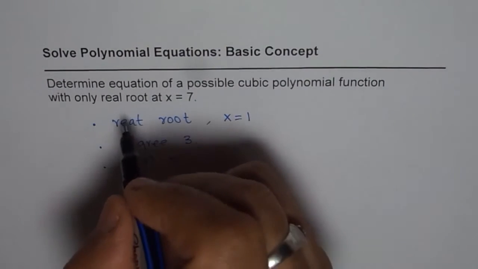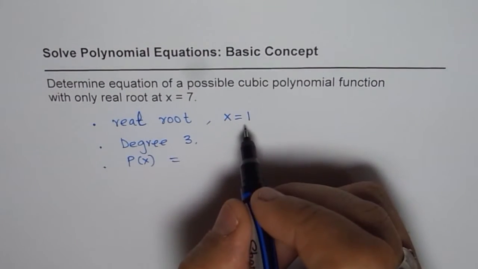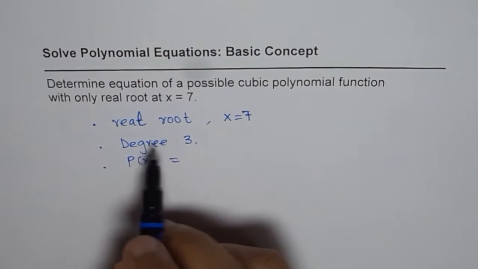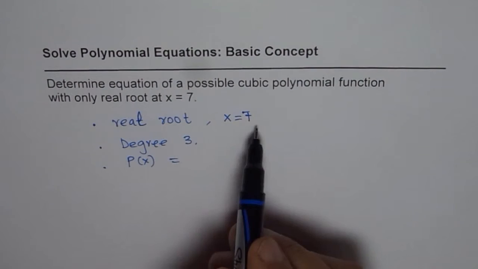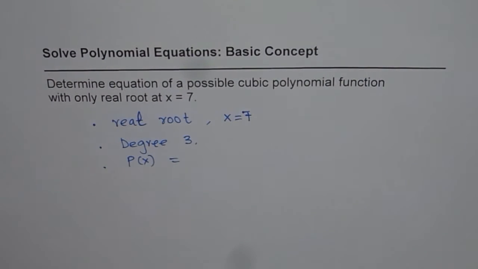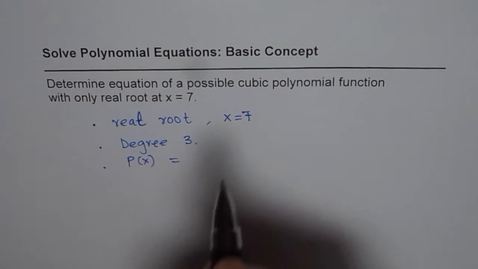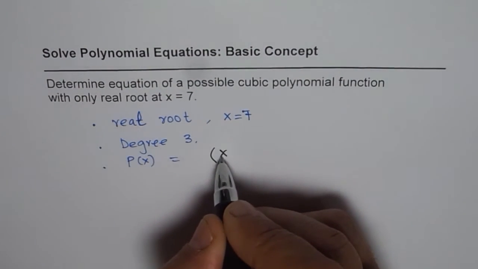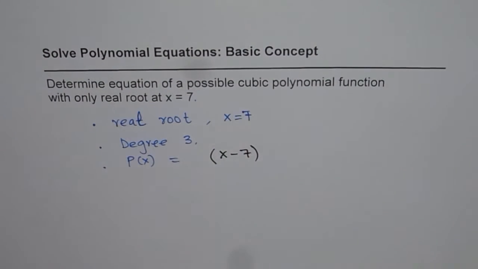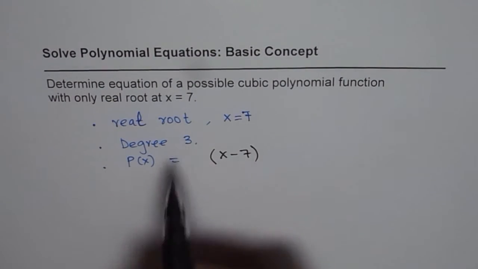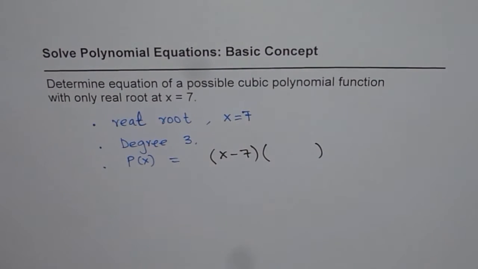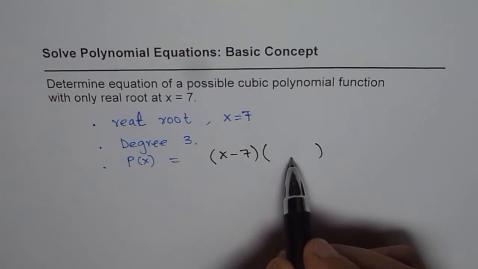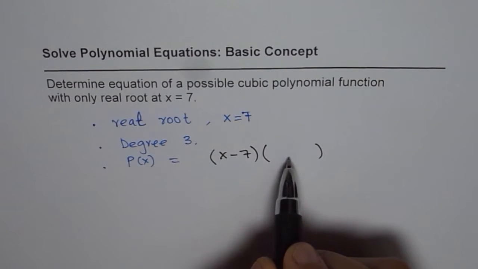Now, since there's only one real root at x equals 7, and the degree is 3, we need to find the polynomial function. Since we have one root at 7, that means one of the factors is going to be x minus 7, right? Now, degree is 3, that means there is some quadratic factor here, right? And of course, this quadratic factor will have two imaginary roots, correct?